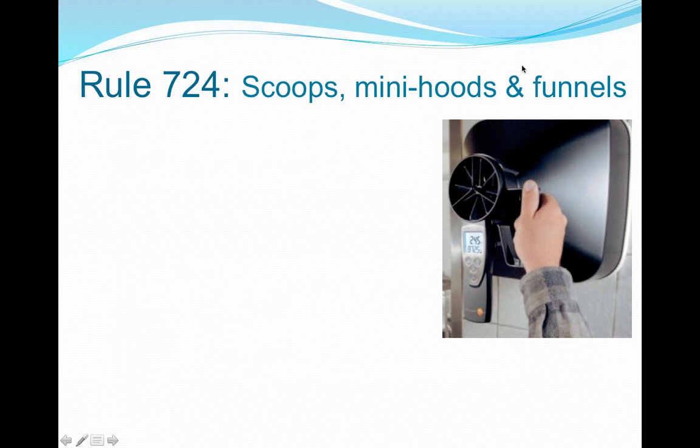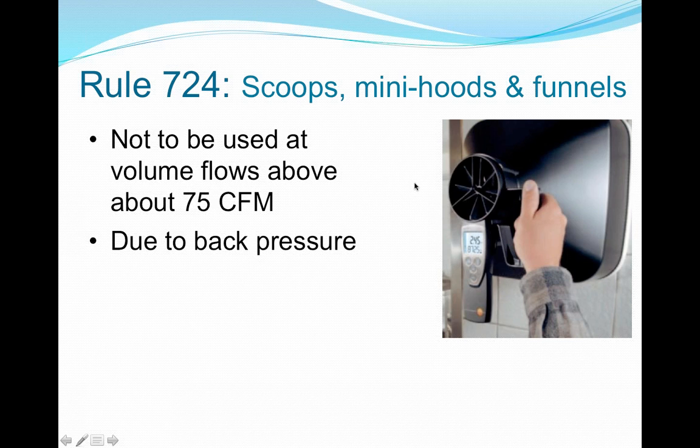Here's another little rule of thumb that I have, Rule 724, and this is using scoops, mini hoods, or funnels with rotating vane anemometers. Basically, they are designed for very low flow applications. Anything above about 75 CFM, there's a huge back pressure effect wherein you're restricting the airflow from this mini hood. I'm not talking about flow hoods, I'm talking about mini hoods, the kind that are about, say, a foot to 14 inches in depth. This causes back pressure in the system and they are not designed to be used in any kind of measurement above 75 CFM.